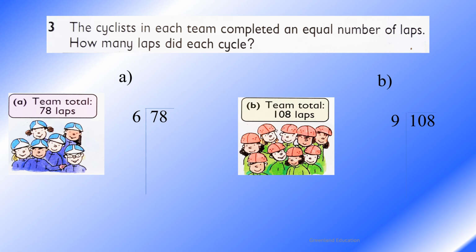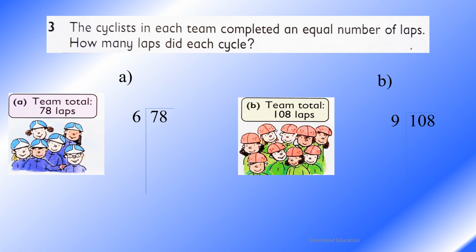Third question. The cyclists in each team completed an equal number of laps. How many laps did each cycle? Children, laps means the number of turns. Okay, when you have seen a cycle race, the turns they have completed we call laps.